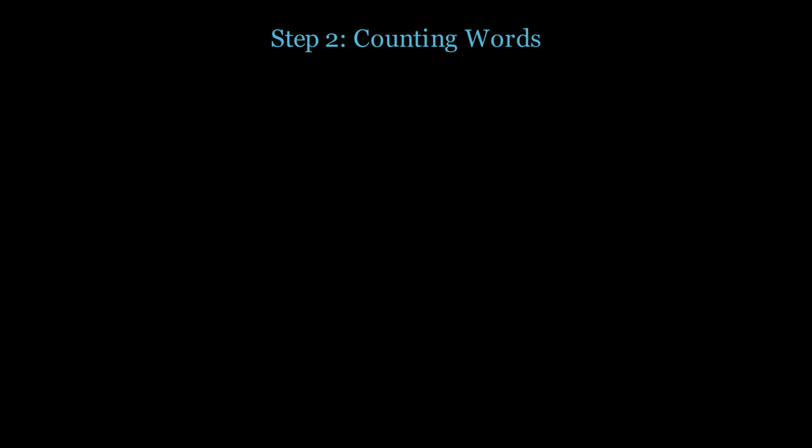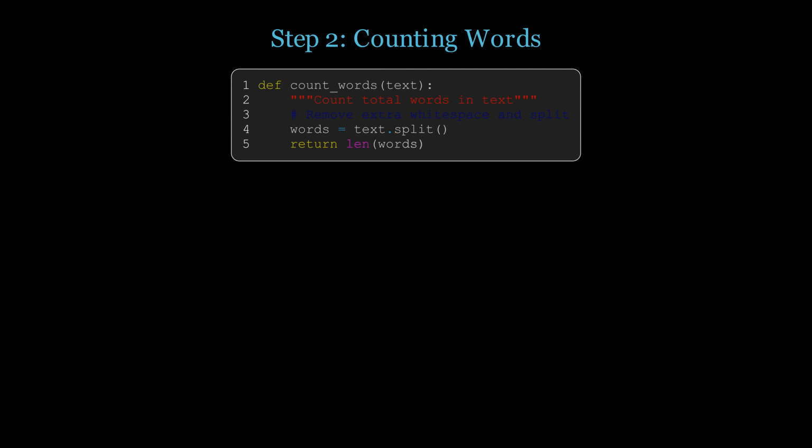Now let's count words in the text. This seems simple but has important considerations. What counts as a word? How do we handle punctuation? Let's build a robust solution. The simplest approach uses split, which separates text by white space. This handles multiple spaces, tabs, and new lines automatically. We return the count of resulting word fragments.